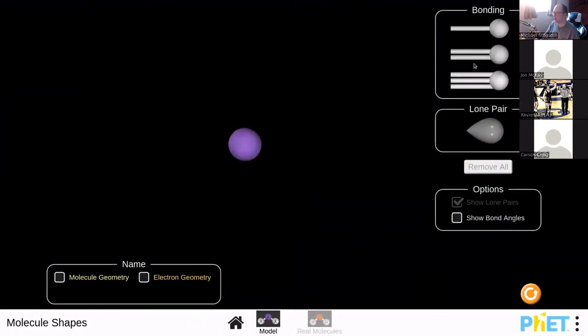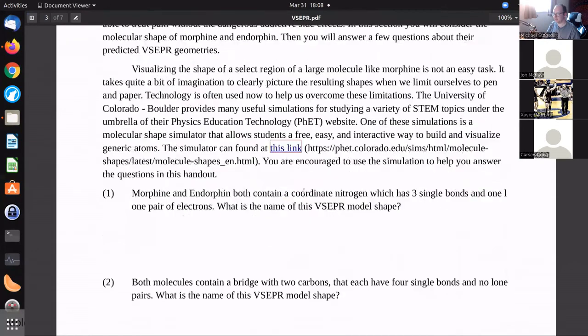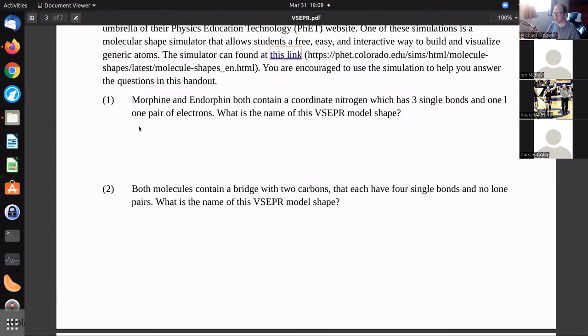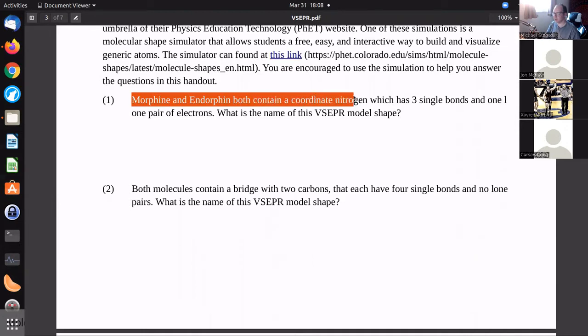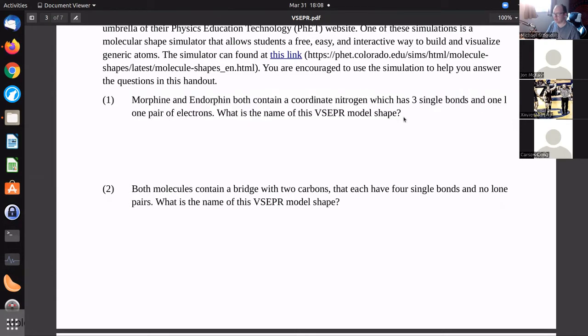And what we can do is we can add different groups to it and lone pairs and then take a look at what the geometry looks like. So before we get too far into that, let's see what it is we're trying to make. Well, the first question says that morphine and endorphin both contain a coordinating nitrogen, which has 3 single bonds and 1 lone pair of electrons. What is the name of this VSEPR model?